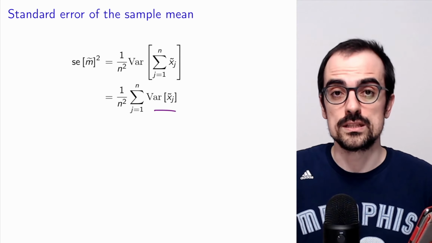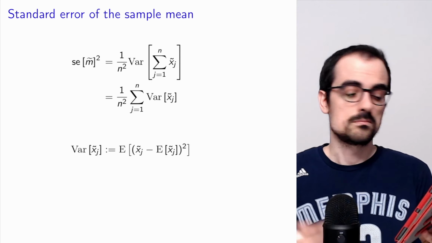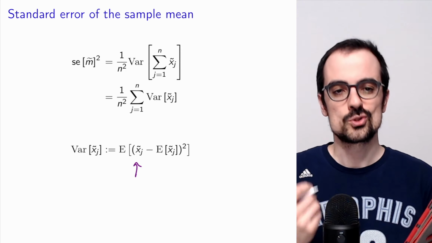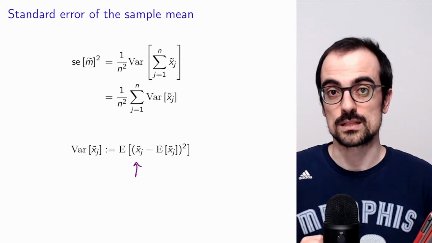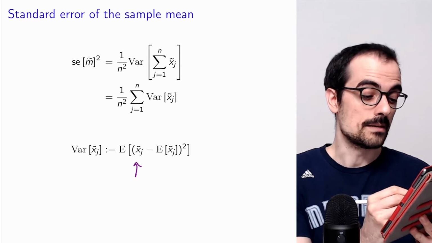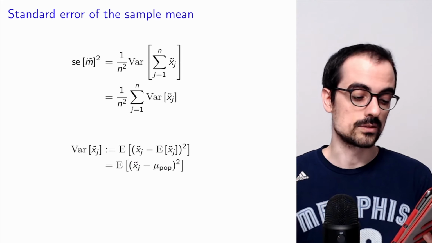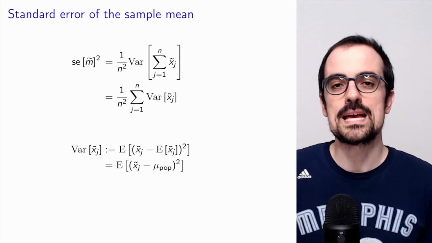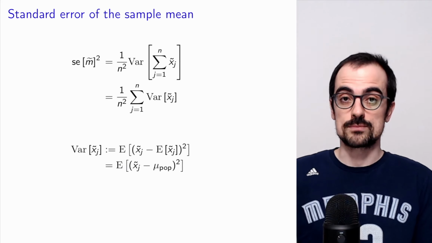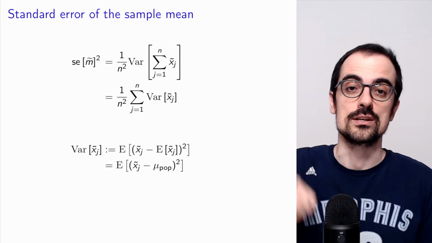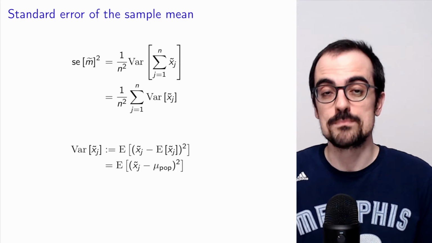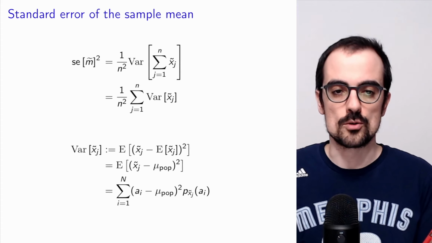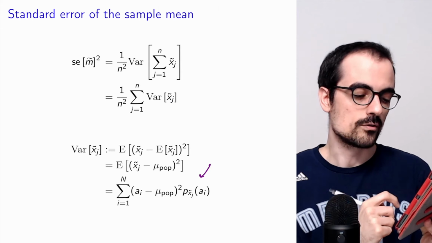What is the variance of each individual measurement? Well, just by definition, it's that measurement minus its mean squared. We take the expected value, or the mean. What is the mean of each measurement? It's just the population mean, as we had shown earlier. So now if we write this in terms of the PMF of the measurements, which remember, each measurement is equal to every individual in the population with probability 1 over big N, where big N is the number of individuals in the population, we obtain this formula where we will plug in 1 over N here.